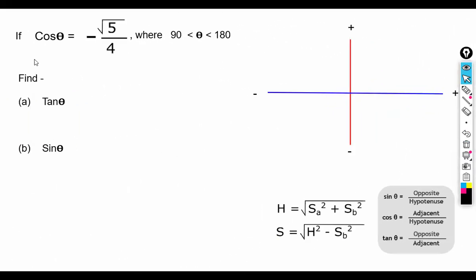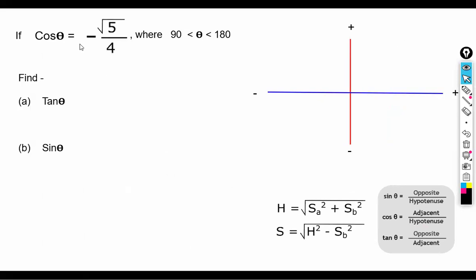Right, try this one here. Let's see if you all get this one correct. I'll give you a full 10 minutes. I'm not rushing you. Good luck. You have to identify the quadrant and everything.